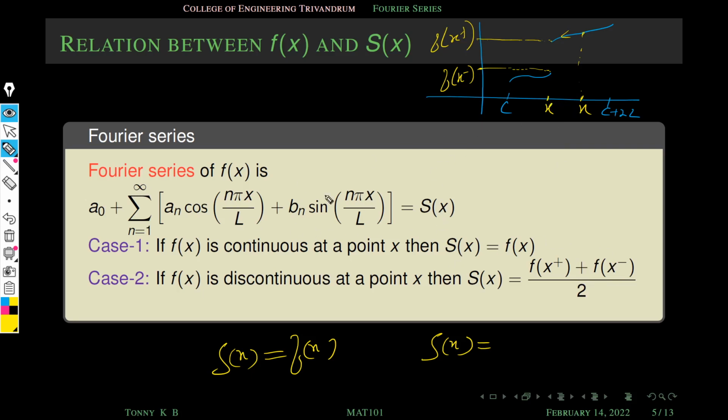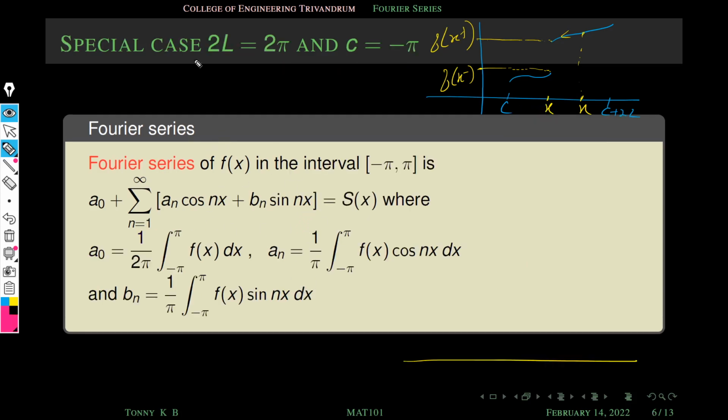So this is the relation between f of x and s of x. If it is continuous, they are the same: the Fourier series is the same as the function. Otherwise, the Fourier series is equal to the average of the right and left limits. These two limits exist because we know all the discontinuities are jump discontinuities.